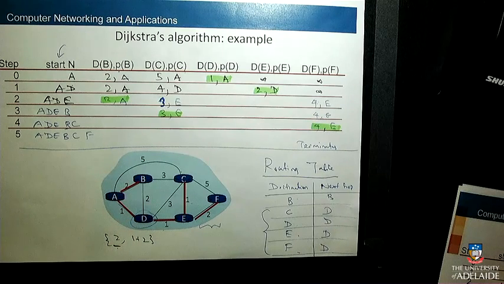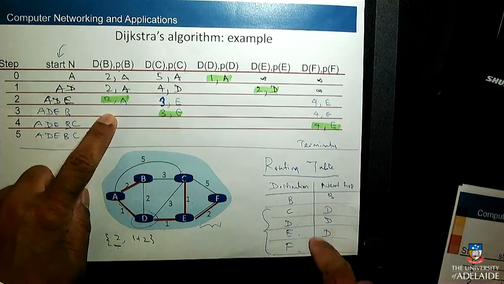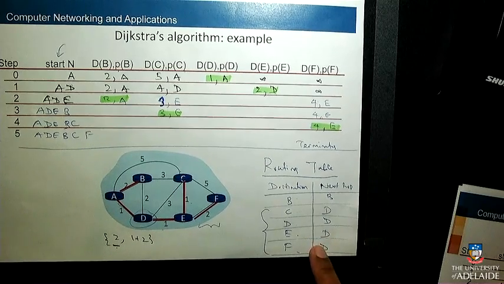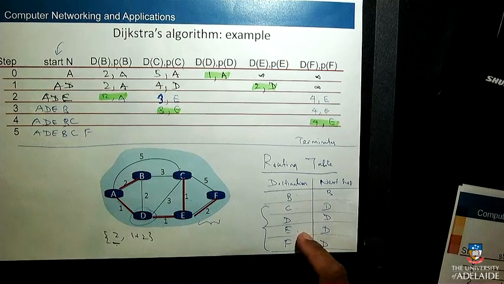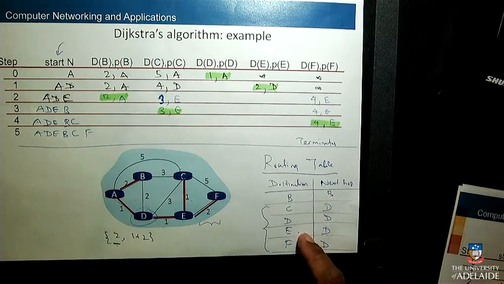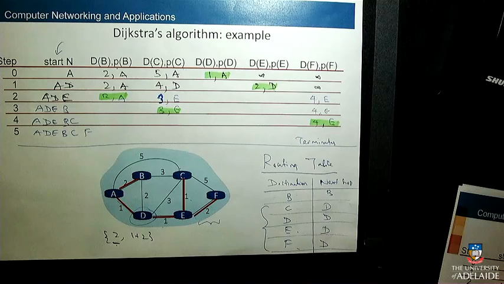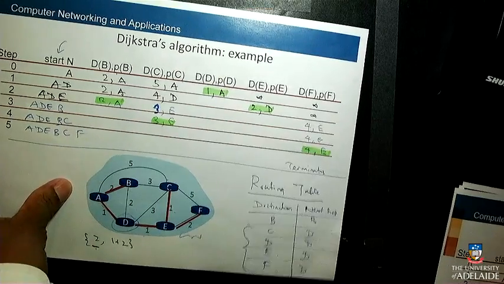So if at the exam I ask you to use Dijkstra's algorithm and calculate the routing table, don't stop there, get to here, right? Because this is not the forwarding table, but it's very close to a forwarding table. Okay? Do you understand the difference? All right. Any questions?